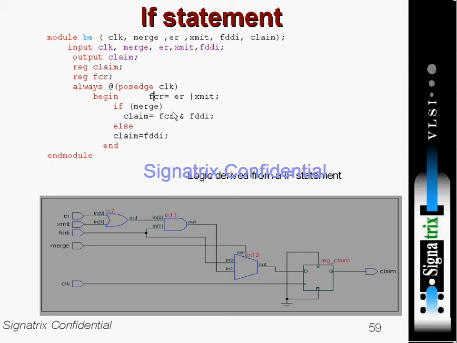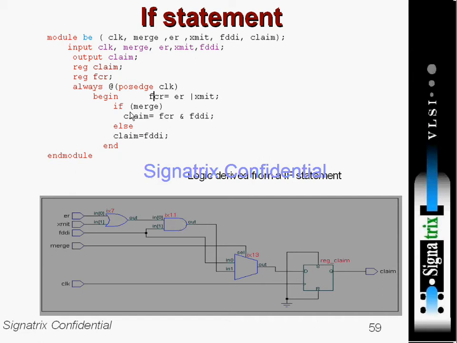Why? Because the way the RTL is structured, the FCR output is equal to ER OR XMIT. So here this OR gate would be ER or XMIT, and the output will be going there. Then if the value of merge is 1, the value of claim is FCR and FDDI, which is the AND of FCR and FDDI.